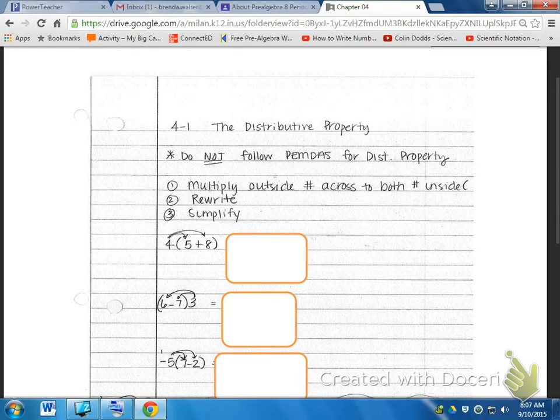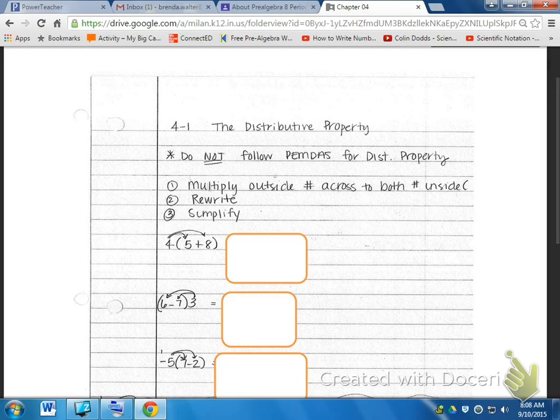4.1, the distributive property. In chapter 4, we work on the beginning of solving different kinds of equations, but we need to know how to deal with a number outside a set of parentheses. The first problems we're going to get have just numbers in them, so we cannot follow the PEMDAS rule where you would do parentheses first. But what you really use the distributive property for is when there are other terms inside the parentheses with variables and things like that. We're going to start with just numbers so that we can see how this is done.